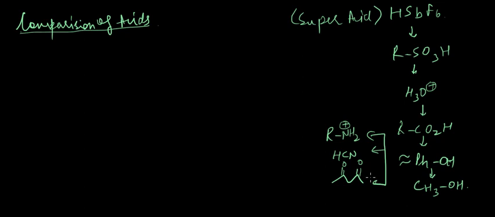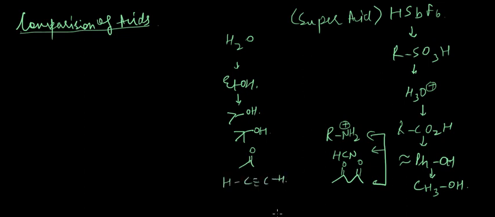So after CH3OH we have H2O, then this, then this, then this, then alkyne, then I'm writing over here NH3, then H2, then alkene, and finally alkane. So this is the order of acidic strengths.